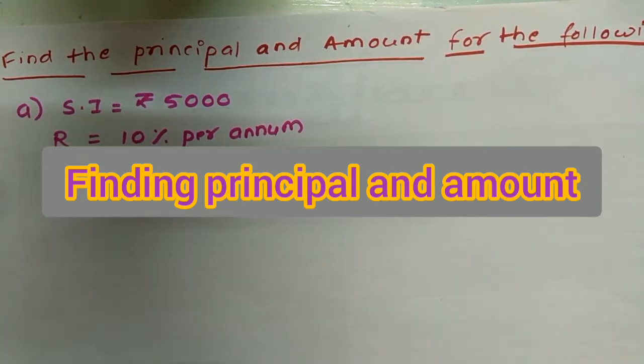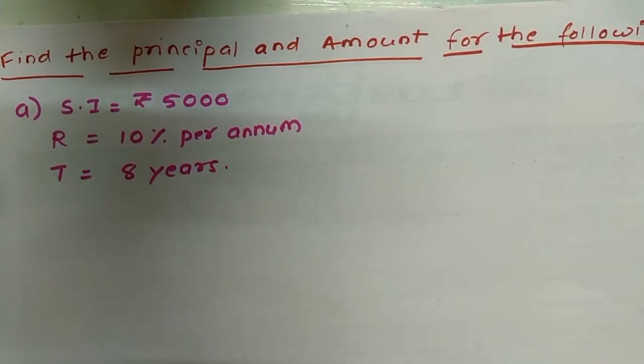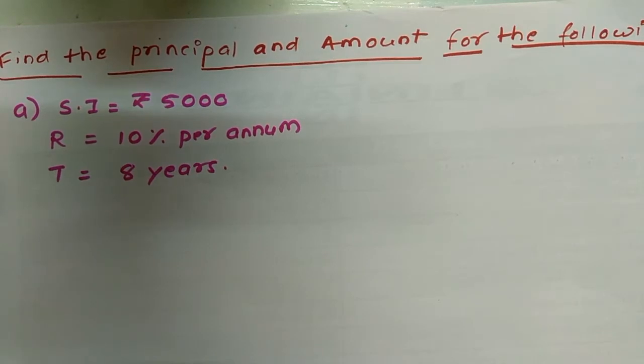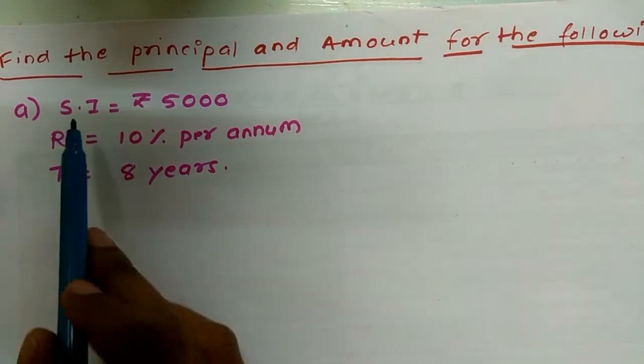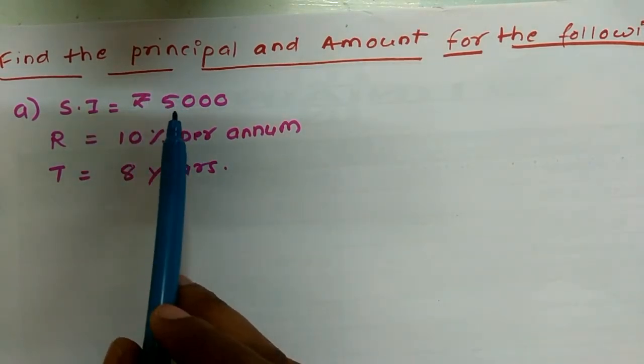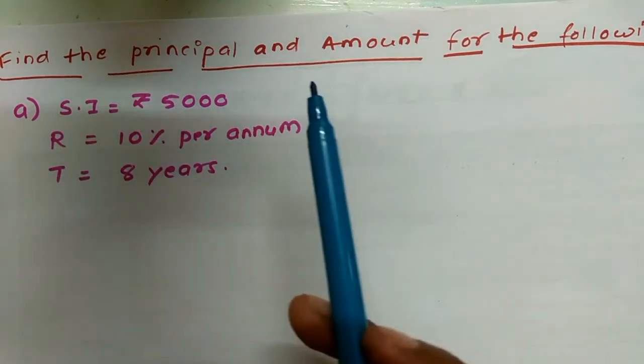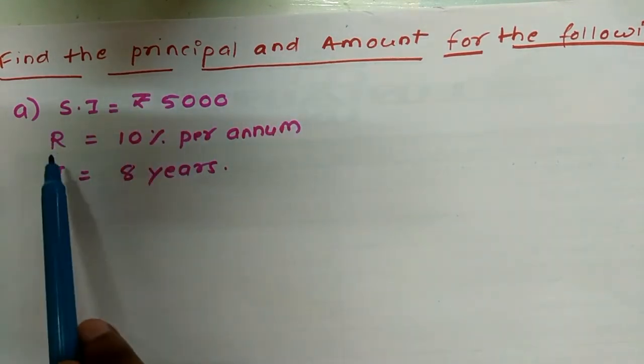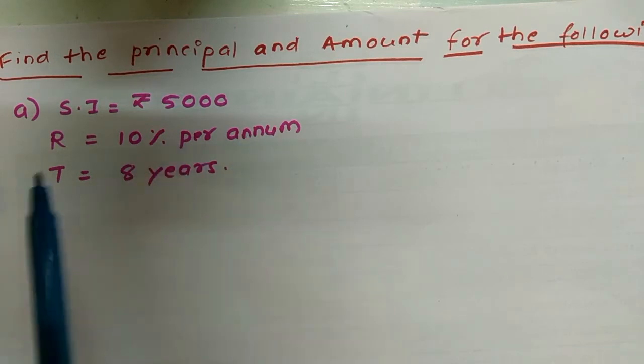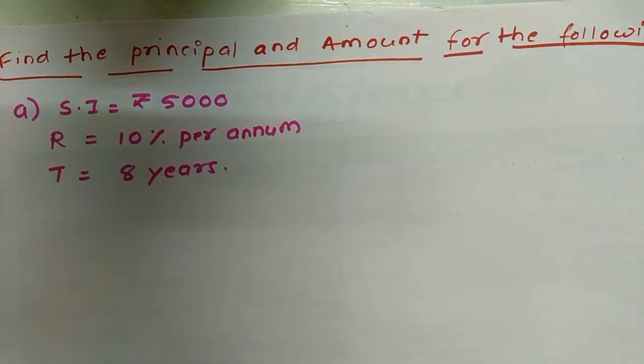Hello students, in this video I will explain how to find the principal, that is the amount deposited or borrowed from someone, and the final amount we get along with the principal. For the following, the simple interest is given as 5,000. This is the extra amount you will get after depositing or borrowing. The rate of interest is 10% per annum and the time period is 8 years.